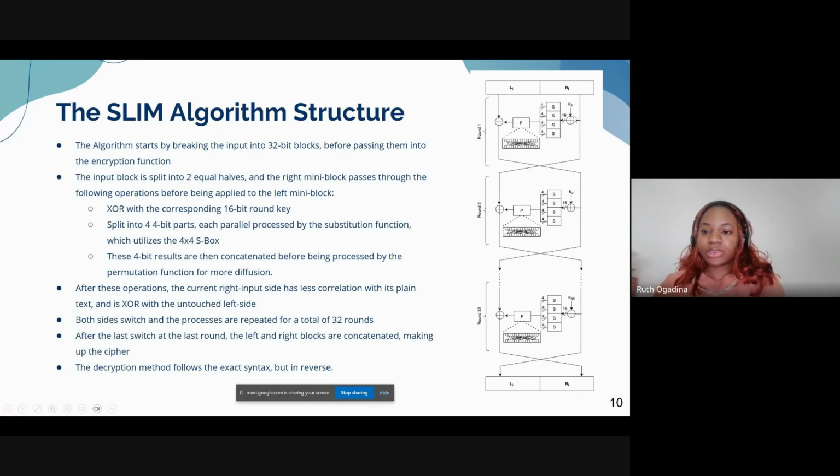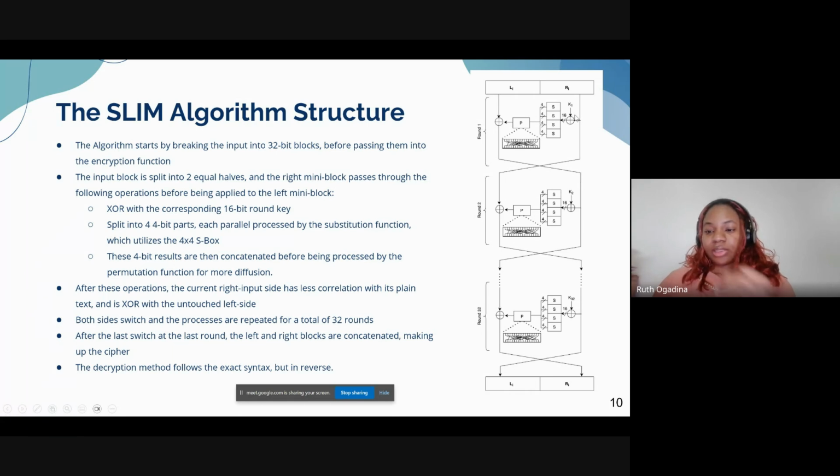So after being XORed with the 16-bit key here, it is passed to the 4x4 substitution function, which is why you can see 4s here, which is the output that is generated after passing them to the 4-bit substitution box. Then it's passed through the permutation function, and then it's XORed with the left-hand side, which is untouched. And this makes for round 1.